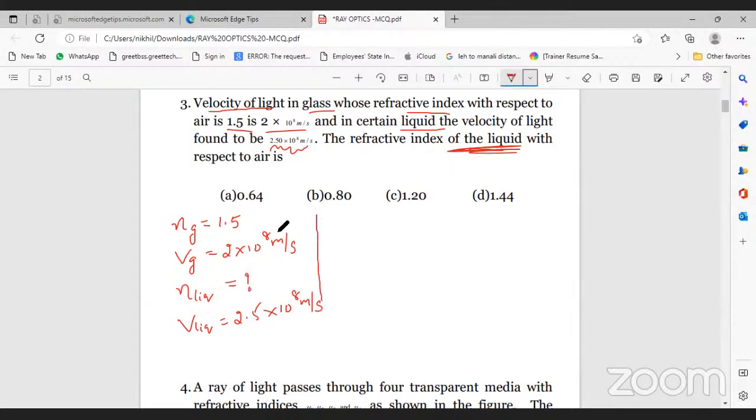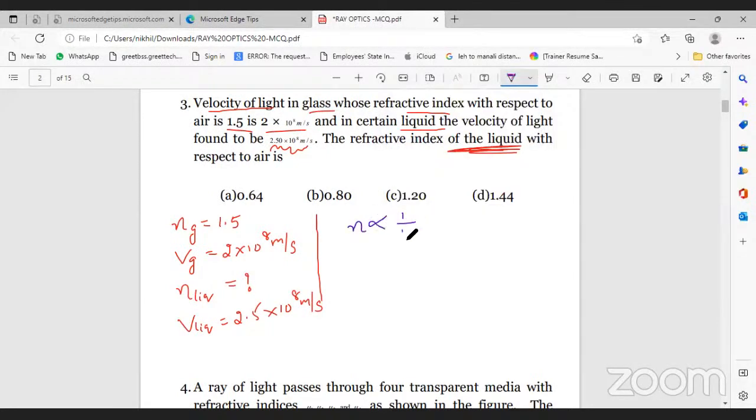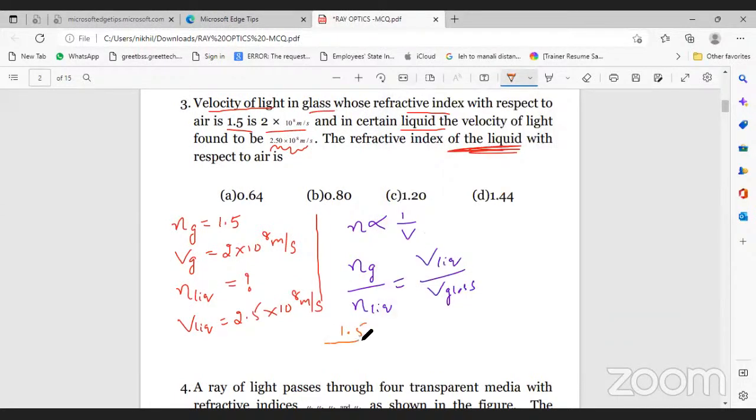You have to simplify this for me, because it is a basic question. You know that refractive index and velocity are inversely proportional, right? If refractive index is inversely proportional to velocity, what is the refractive index of glass divided by the refractive index of liquid? It should be velocity of liquid by the velocity of glass. Now, what is the refractive index of glass? 1.5.